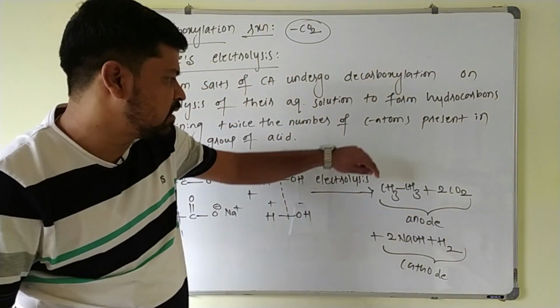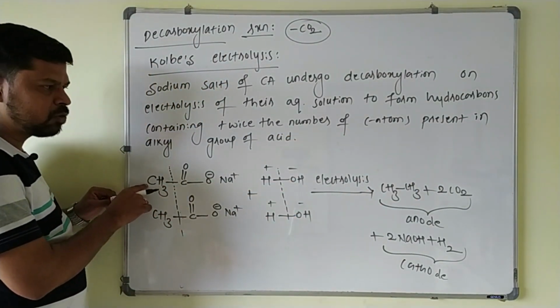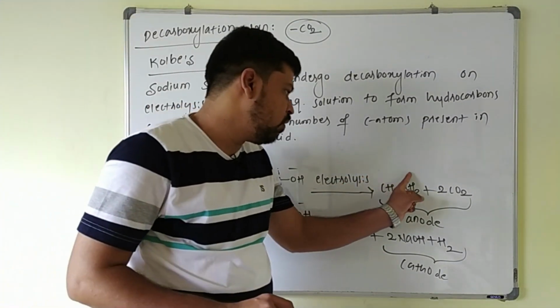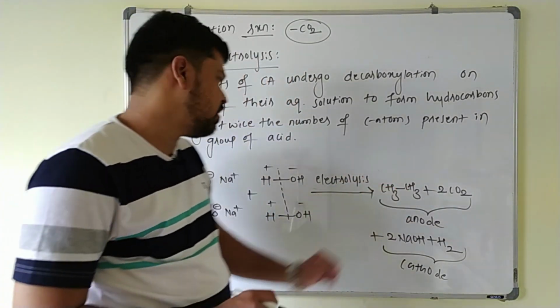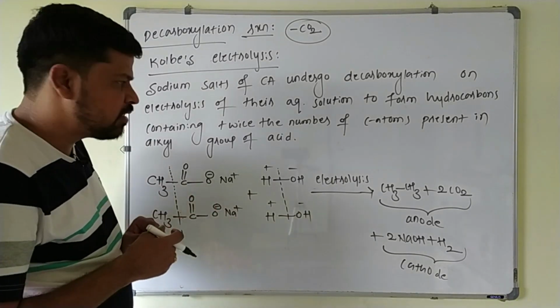Now see here, in this alkane 2 carbon atoms are there. Alkyl group of the acid contains only 1 carbon atom. So the alkane will be having what? Twice the number of carbon atoms that are present in the alkyl group of the acid here. So this is what we call Kolbe's electrolysis.